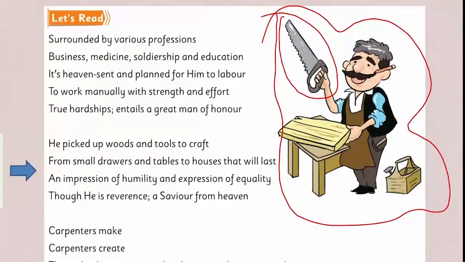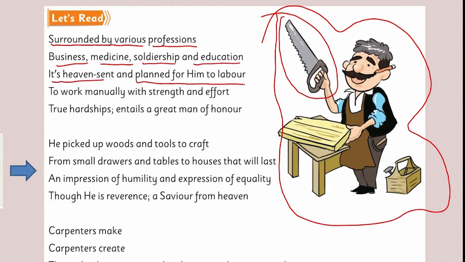Let's read. Surrounded by various professions, business, medicine, soldiership and education. It's heaven sent and plain for him to labor, to work manually with strength and effort. True hardship entails a great man of honor. Here the manually means to work without technology or electricity, with hands, physically. As you can see, he is working with his hands, he is doing a physical activity here. And entails means to include, contains.